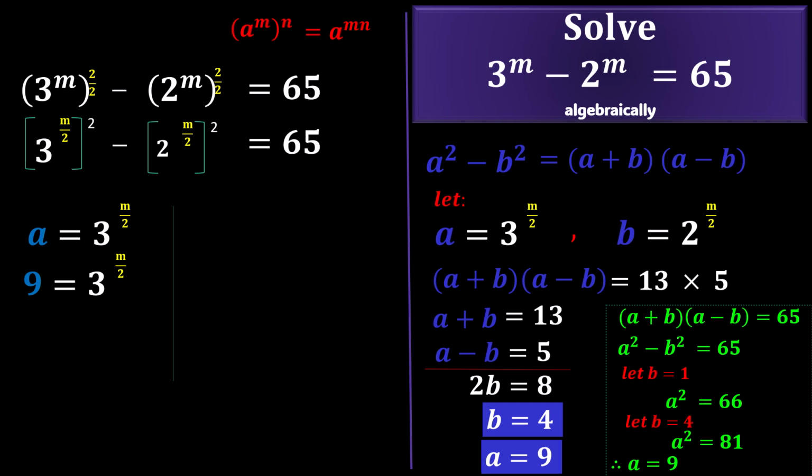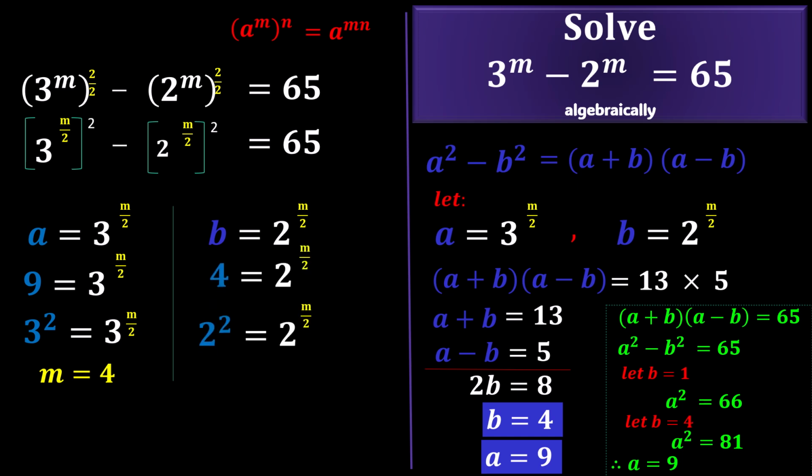It is 9. So 9 is a power of 3. It is 3 squared. Since here we have the same base, we can equate the powers and solve for m. So therefore here, m will be equal to 4. Okay, we can also double check with b too. So remember, we let b equal to 2 to the power of m divided by 2. We know b is 4, so as a power of 2 is 2 squared, equating the power, m is also equal to 4.